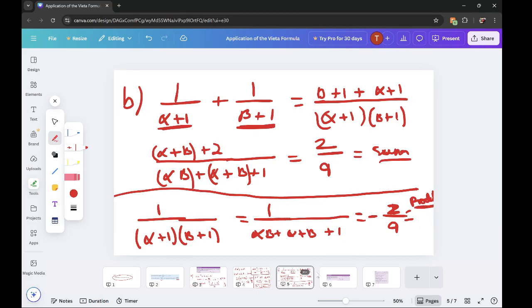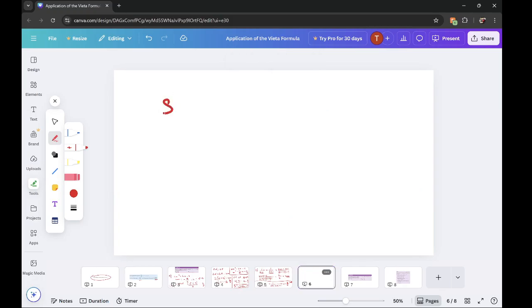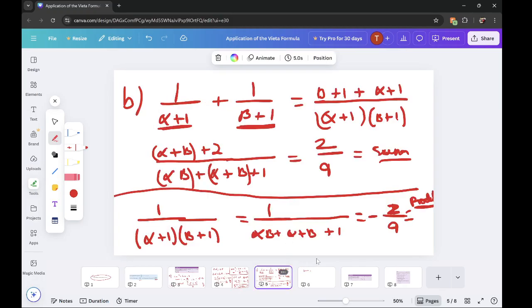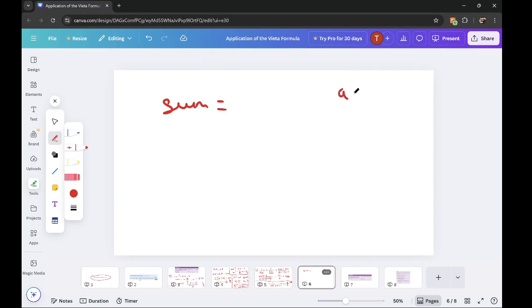And now you look at trying to make your quadratic equation. For a quadratic equation, again, ax squared plus bx plus c. This is your quadratic equation. So if you apply the Vieta formula to this, you take this as your sum. So sum is equal to minus b over a, yes? And then your product is equal to c over a. If you apply the Vieta formula. If you don't understand this, apply the Vieta formula and you should end up with this answer for the sum and this answer for the product.